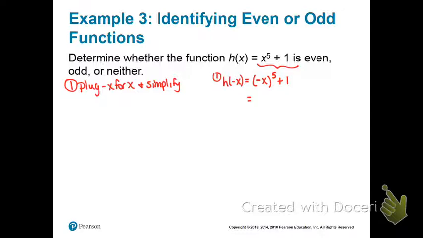Do a negative times a negative, that's a positive. Times another negative, that's a negative. Times another negative is positive, and times that last negative would make it a negative. Then you just have x times itself 5 times, so you still have your x to the 5th, and then just bring down your plus 1. All right, we're simplified all the way there. So our next step was to compare to the original.